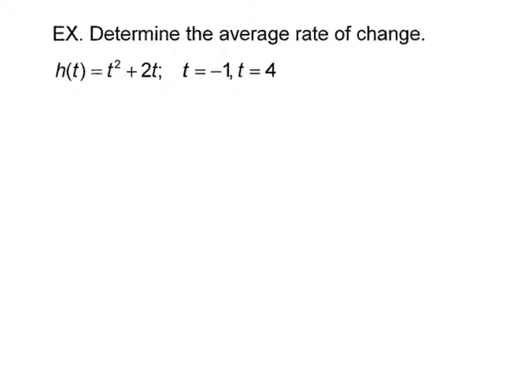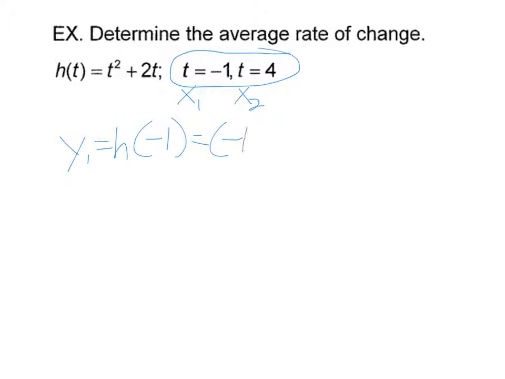We can also find the average rate of change if we're just given the function and some values for x. So the way your textbook lists your x values would be like what they've done with the t equals -1 and t equals 4. Those would actually be your x1 and your x2. So we need a y1 and a y2. y1 will be the function when we plug x1 in for all of the t's. So -1 squared plus 2 times -1. So 1 minus 2, that would be -1.